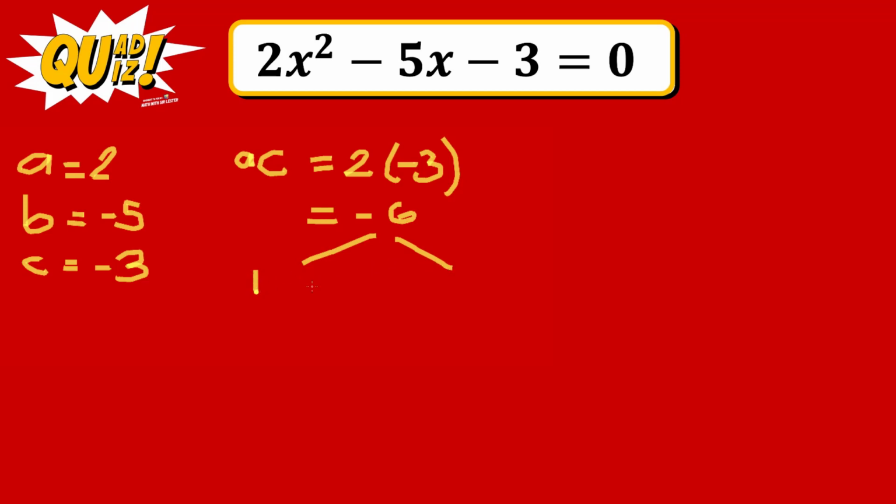So we can start with 1 and -6. You could also have -1 and +6. We could also have 2 and -3. We could also have -2 and 3. These are the 4 pairs of factors that when multiplied to their corresponding partner will get -6. Now we are going to look for which of these 4, when added to each other, will result to our B coefficient here. Our B coefficient is -5.